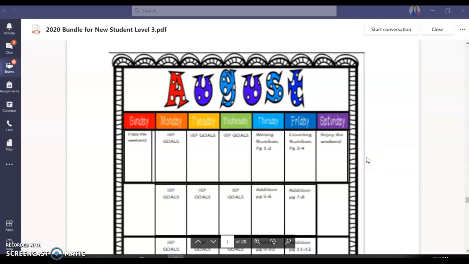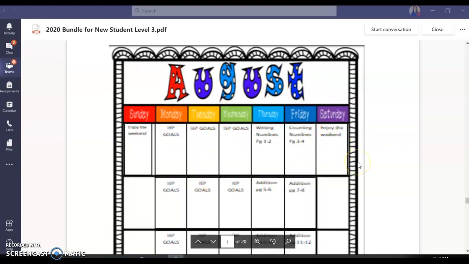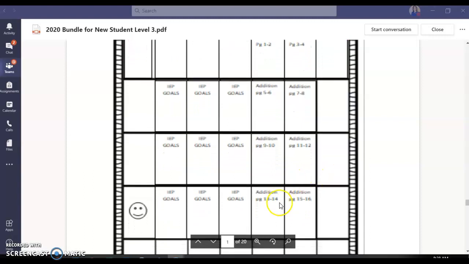Today we're going to be working on the new student bundle or IEP goals. So let's go ahead and get your calendar. And we are right here on Thursday, and it's week 4. So we're going over pages 13 through 14 and we are doing addition. Let's go ahead and find those pages.